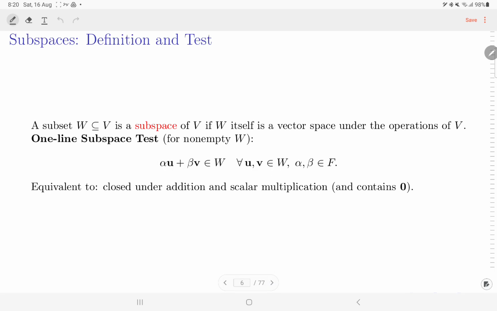Now subspace: if a subset of a vector space satisfies the properties of scalar multiplication and addition, then it is a subspace as well. Of course, a subspace is also a vector space, keep in mind. So to show a subspace, you have to show these two properties, addition and scalar multiplication, and this is very important, it contains 0.